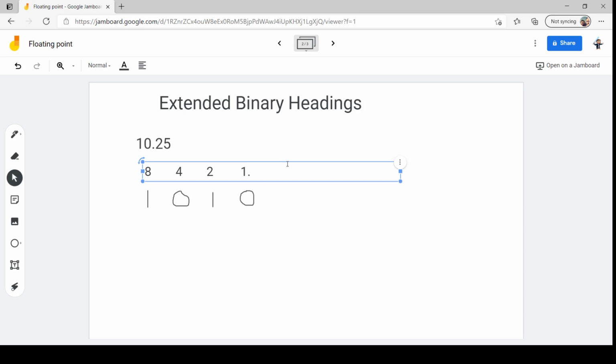Now, when you put this into your binary headings, when you do 2 to the power of minus 1, you get a half, or 0.5. To make it a bit easier to see, I'm going to write a half above it, so you know that it's a half.